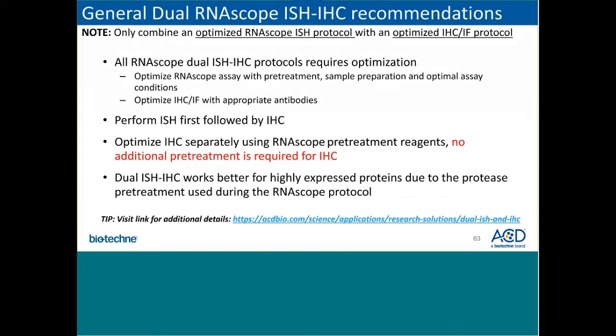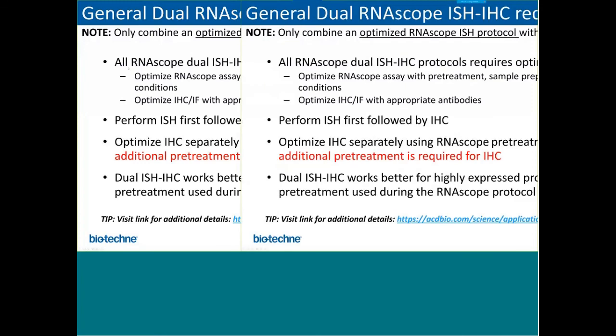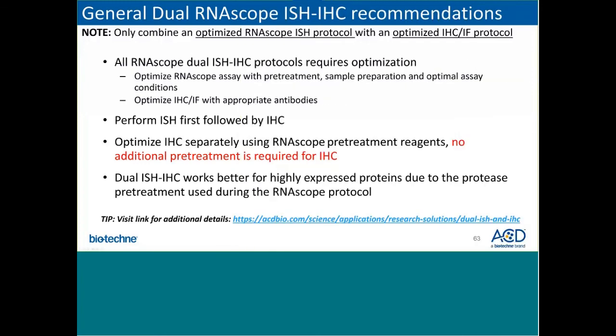Third, it's advisable to optimize the IHC assay separately using the RNAscope pretreatment reagents to ensure your protein can still be detected following the RNAscope pretreatment. RNAscope does require the protease digestion to unmask the RNA, so do keep that in mind as you optimize your IHC. Lastly, the dual ISH IHC assay works better for highly expressed proteins due to the protease treatment that is used during the ISH protocol. We do have technical notes available on the support page to combine the ISH with IHC or IF protocols. And if you have further questions regarding ISH IHC, please do contact technical support.